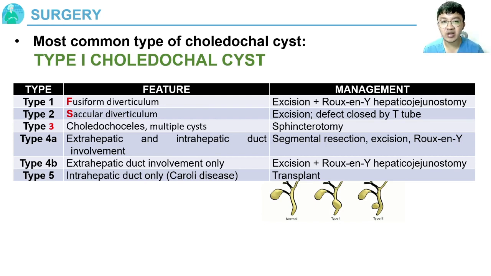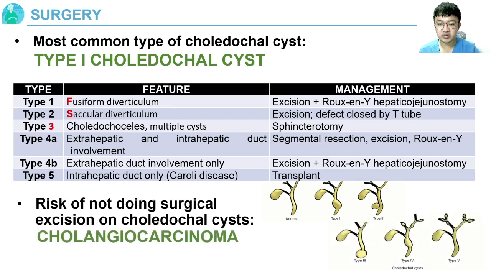Type 2 is saccular diverticulum, saccular. S2 is second, second, saccular, so we remember it. You just excise it, okay, because it's just a sac, there's a stalk, you just excise it and close the defect by tube. Type 3 is choledochocele, usually found at the sphincter. A good way to remember this is that 3 looks like a sphincter there, okay, so what you do is sphincterotomy, okay.